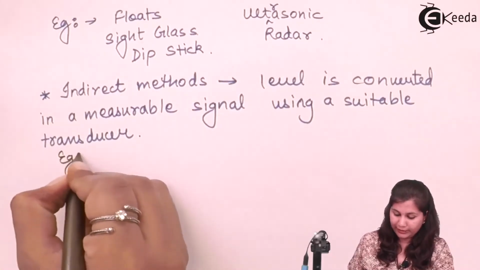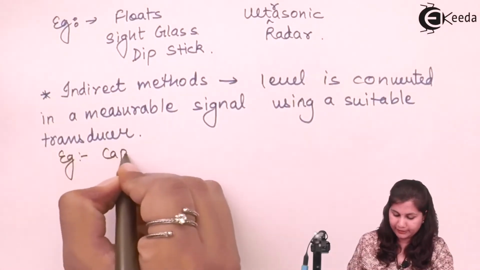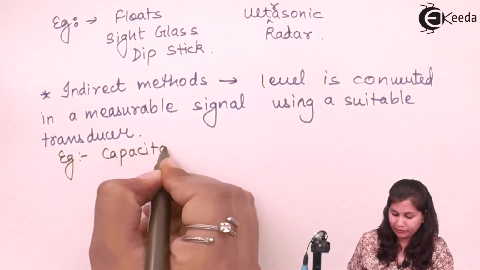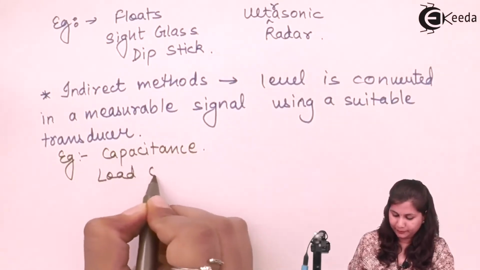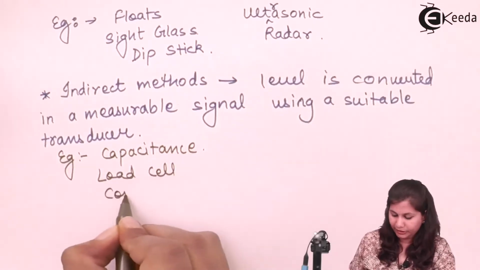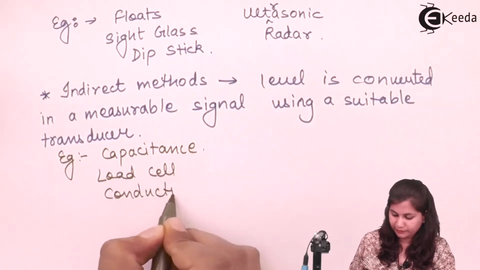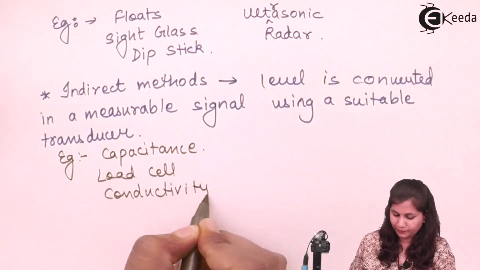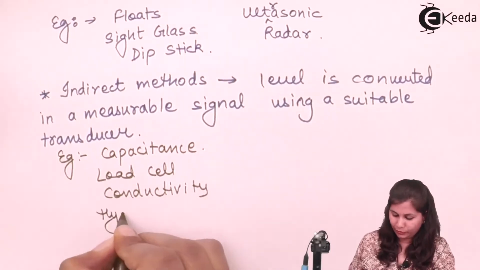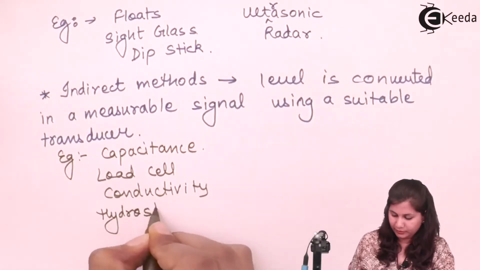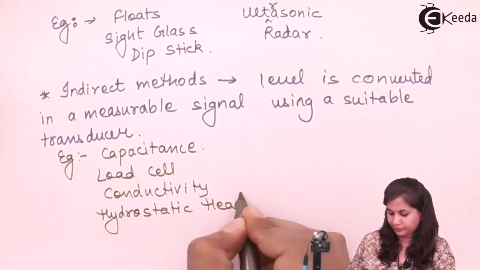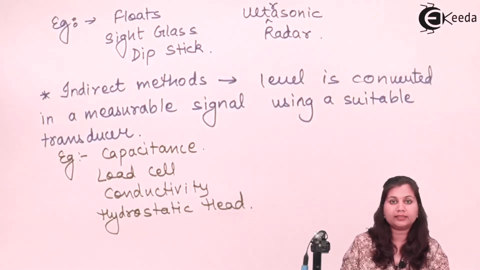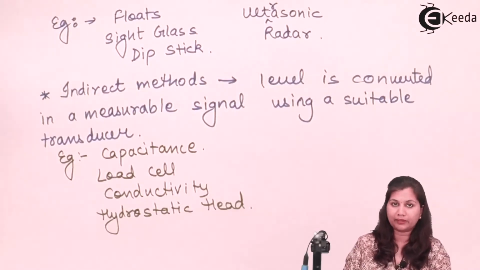Examples of indirect methods are capacitance type level measurement, load cell, conductivity type level measurement, and hydrostatic head methods. So all these are the types of indirect methods.